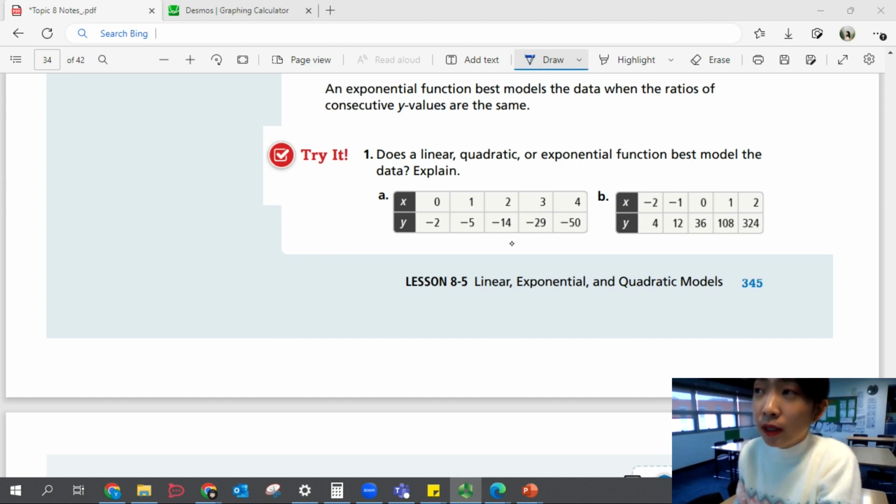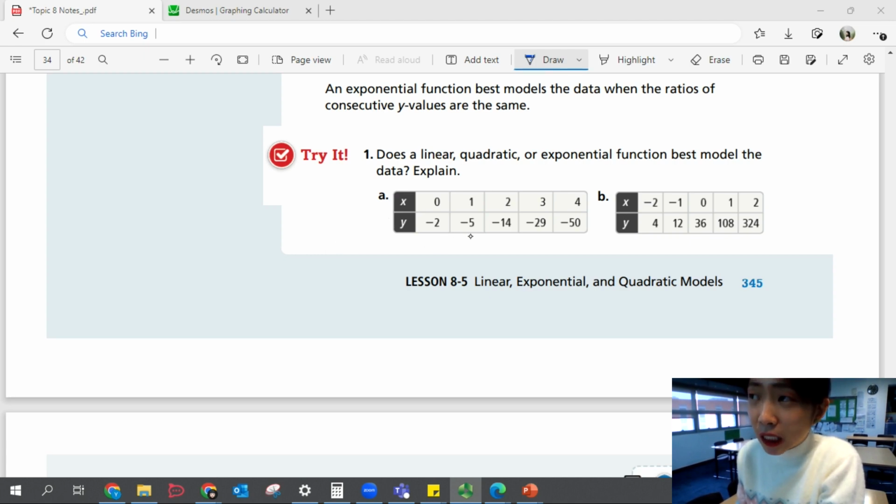So first you want to check the differences of the y values. Just check if the x values are increasing by 1. There may be a table of values where the x values are not increasing by 1. If the x values are not increasing by a constant term, then you need to adjust the data. But in this case, we're safe. So let's just look at the y values.